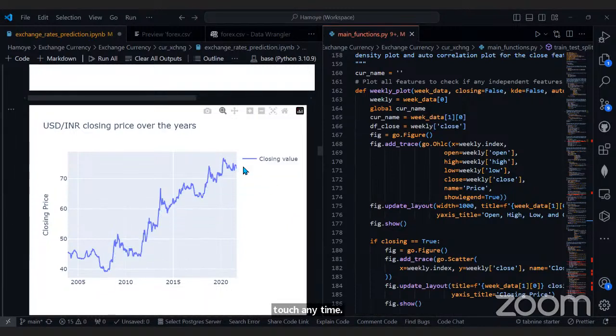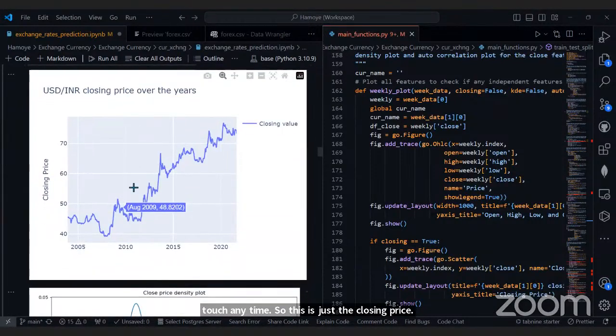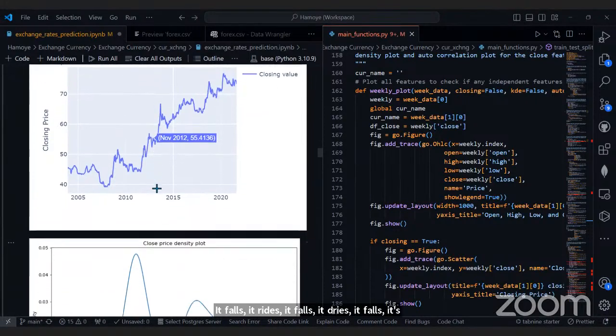This is what the curve looks like, and you can also see that it's on a trending side, and it seems to have a kind of pattern. Look at it, it goes up, it falls, it rises, it falls, it rises. I mean, this is you inspecting it using your eyes.